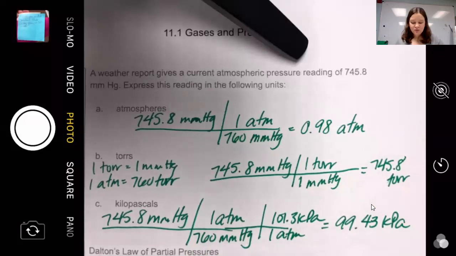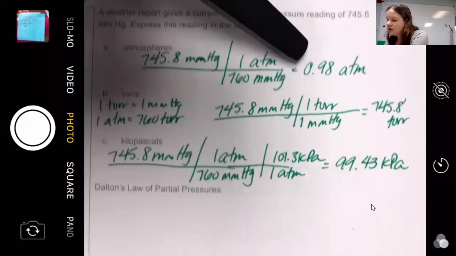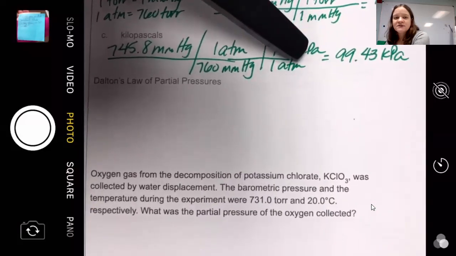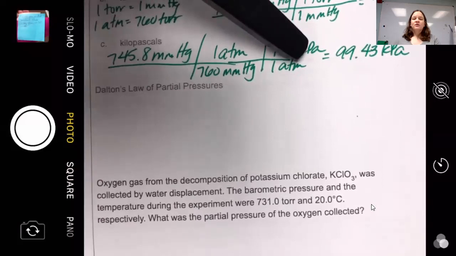I don't think I'm going to switch back to do the Dalton's law of partial pressure. I just don't want to switch back to my phone because it takes so long. So we're just going to write it in.